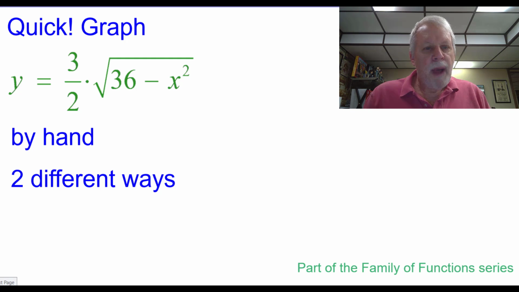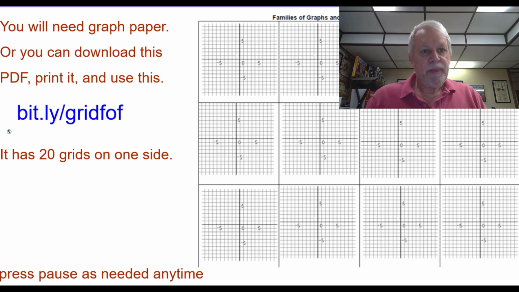Quick, graph y equals 3/2 times the square root of the quantity 36 minus x squared, by hand, 2 different ways. This is part of the family of functions series. You will need graph paper, or you can download this PDF and print it. Press pause as needed any time.